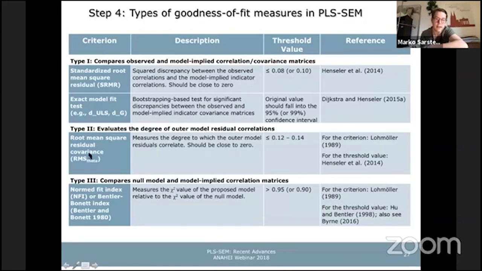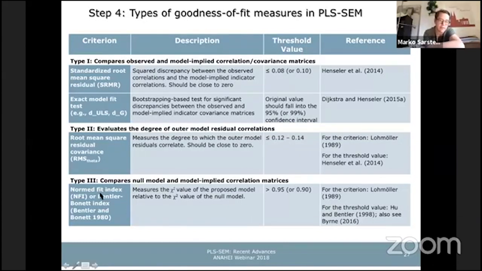The second type is the RMS theta, the root mean squared residual covariance. And the logic here, indicating model specification issues, is a bit different. What you do here is you look into the residuals of the measurement models, of the reflective measures. These residuals should not be highly correlated, because if they are, it suggests that there's some common error that triggers these correlations between what you cannot explain in the model. So there must be, for example, something missing, or the model specification is wrong. So these outer model residuals, or measurement model residuals, should not correlate highly. Hence, the RMS theta should be really low, which means between 0.12 and 0.14 and lower than that.